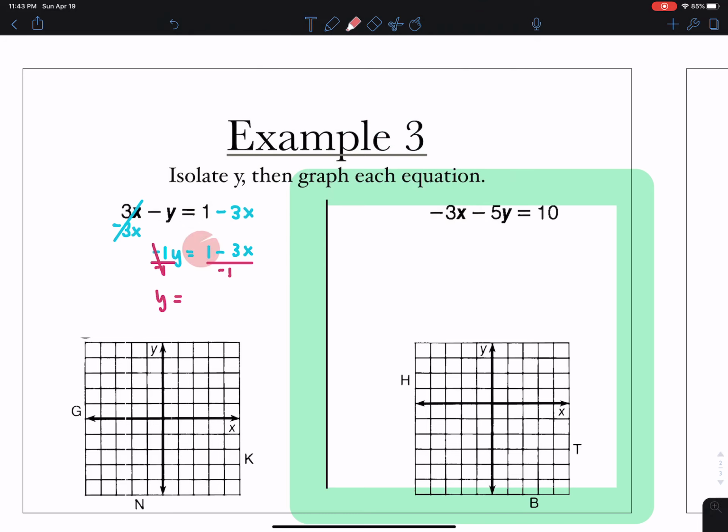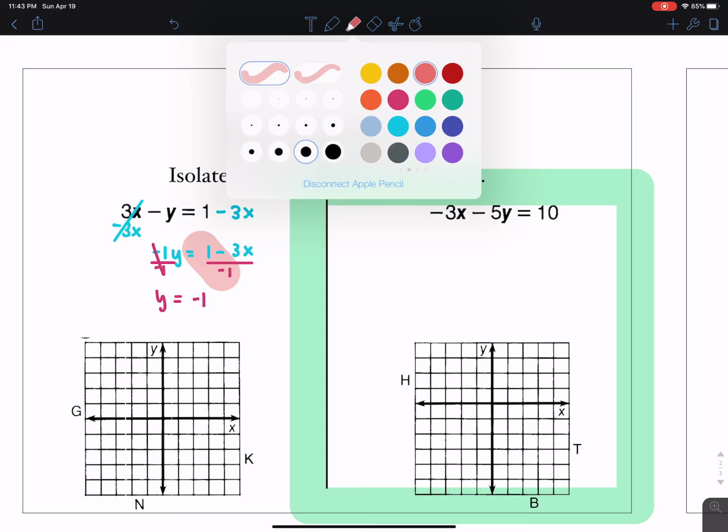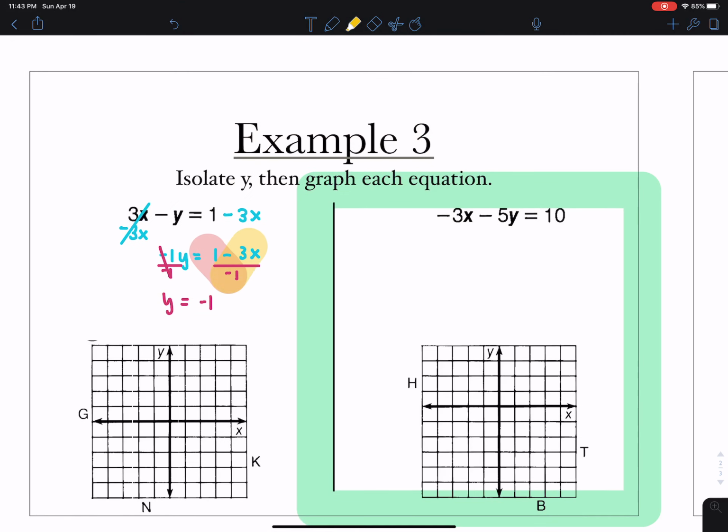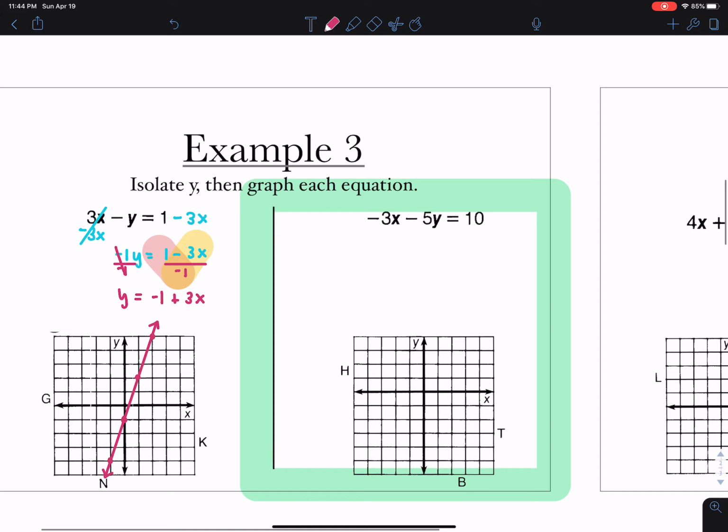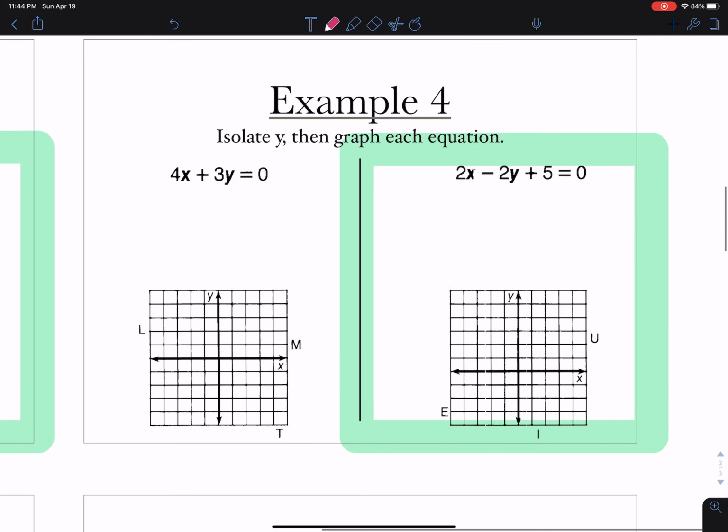and again, we have 1 divided by negative 1, which is going to give us a y-intercept of negative 1. And then we also have negative 3 divided by negative 1, which is going to give us a slope of positive 3. So the y-intercept's at negative 1, and then the slope, we're going 1, 2, 3 over 1, 1, 2, 3 back 1, and your line is going to look like this. And then again, there's one for you to do. And then here's example 4.